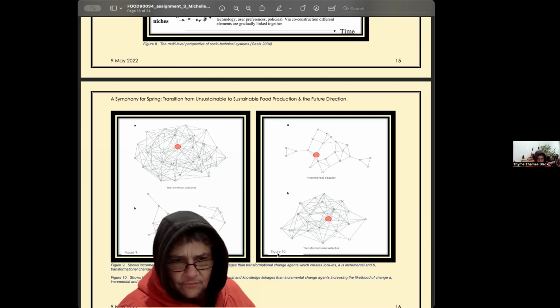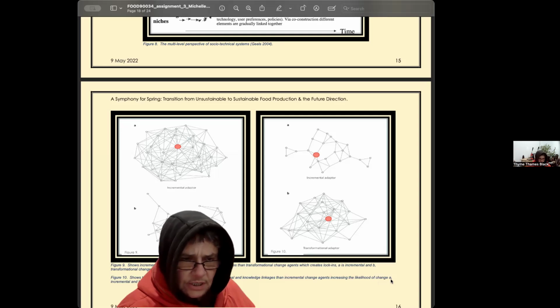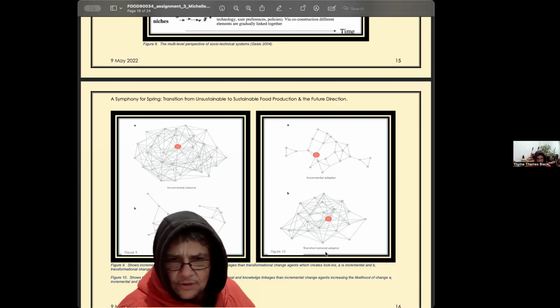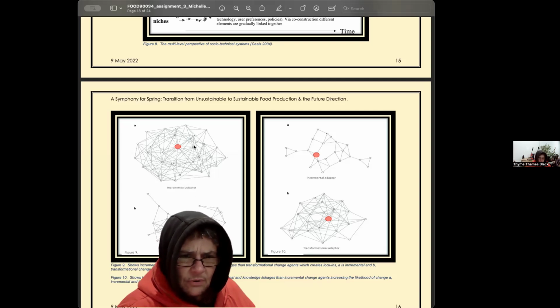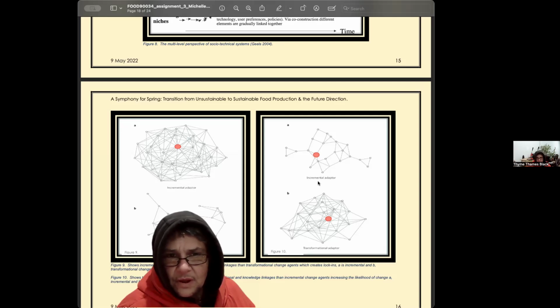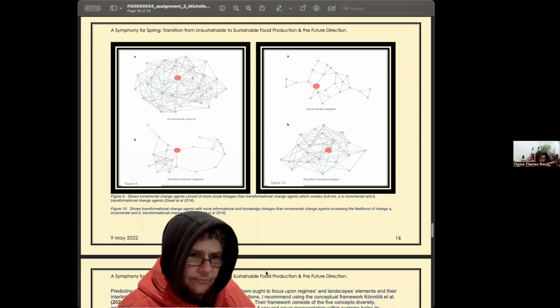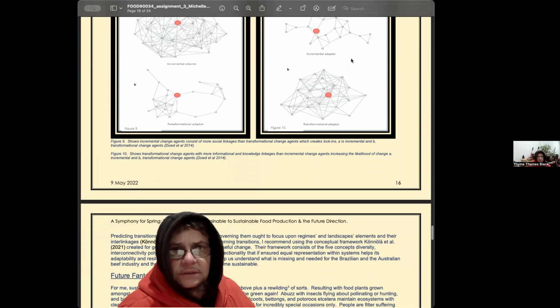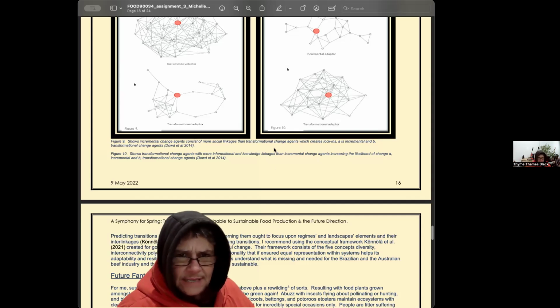And this is figure 10, which shows transformational change agents with more informational and knowledge linkages than incremental change agents, increasing the likelihood of change. A, incremental, B, transformational change agents. Transformational adapters link to knowledge as opposed to links to people. Incremental adapters have one type of knowledge. Well, not one, because you can say there's more than one, but you know, less.